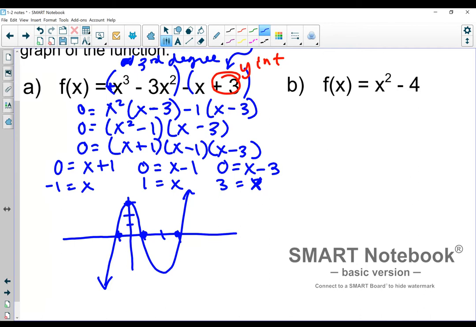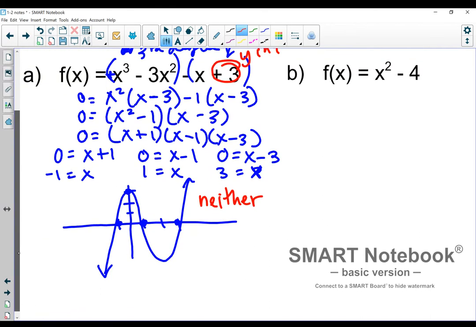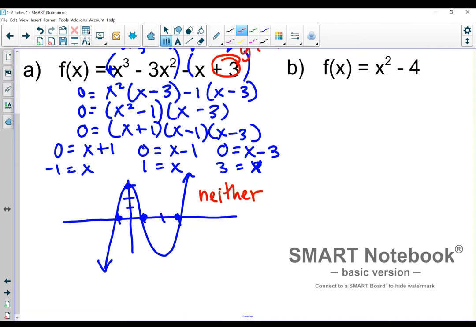So it really seems like this should be neither. And then we're just going to go through and check that out with algebra. Normally I would use x is 1 or negative 1, but I know that those are both zeros, so those aren't going to work. So I need to pick a different value. I'm going to use x equals 2 and x equals negative 2.